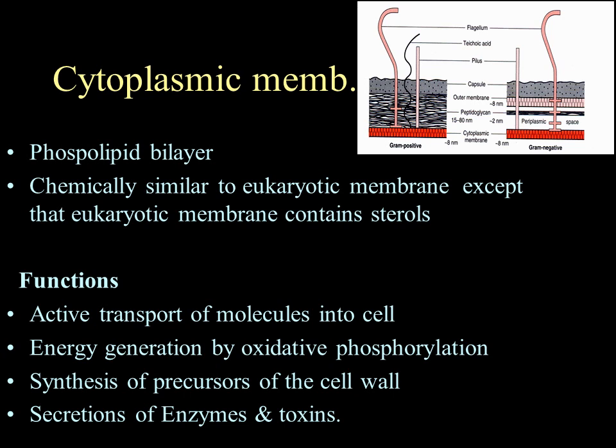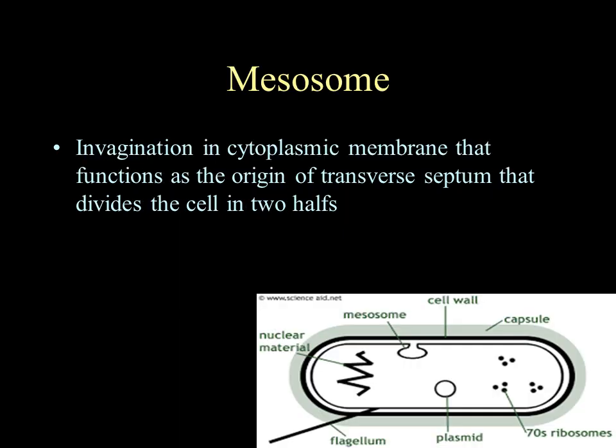This is chemically similar to the eukaryotic membrane, except the eukaryotic membrane contains sterols. So the active functions, that is active transport of molecules into the cells, are related to energy generation. This cytoplasmic membrane is also related to the synthesis of precursors of the cell wall, and last of all, the secretion of different enzymes and toxins is through this cytoplasmic membrane.